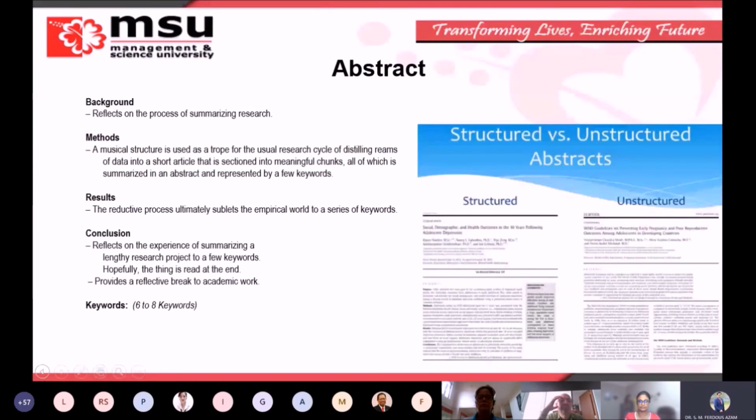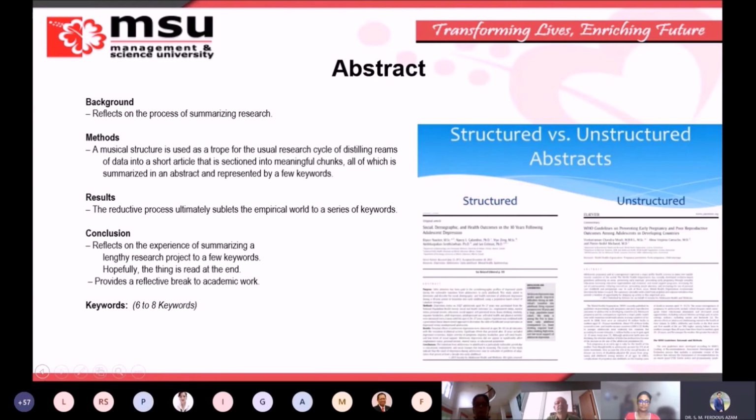Just like this, in the abstract, those are the things usually we discuss. We talk about a little bit of background that reflects the purpose of summarizing the research. Then we discuss methods, we discuss results, we discuss conclusion. And conclusion basically discusses originality, contributions, and limitations.